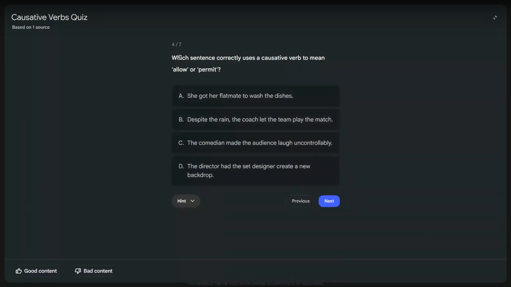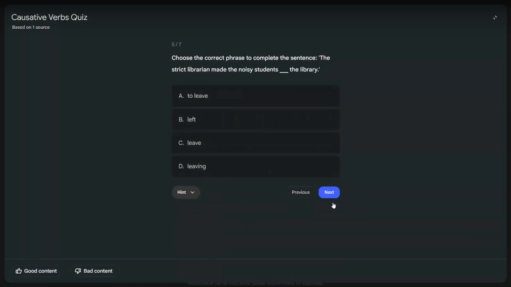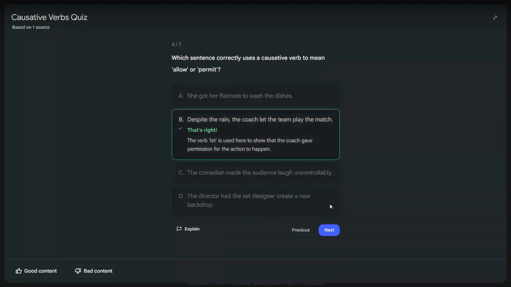Which sentence correctly uses the causative verb to mean allow or permit? Which of these is for permission? A, she got her flat; B, despite the rain, the coach let him; C, the comedian made; D, the director had. Which one? Option B. Yes, let is for allowing or giving permission. We did not mark it.